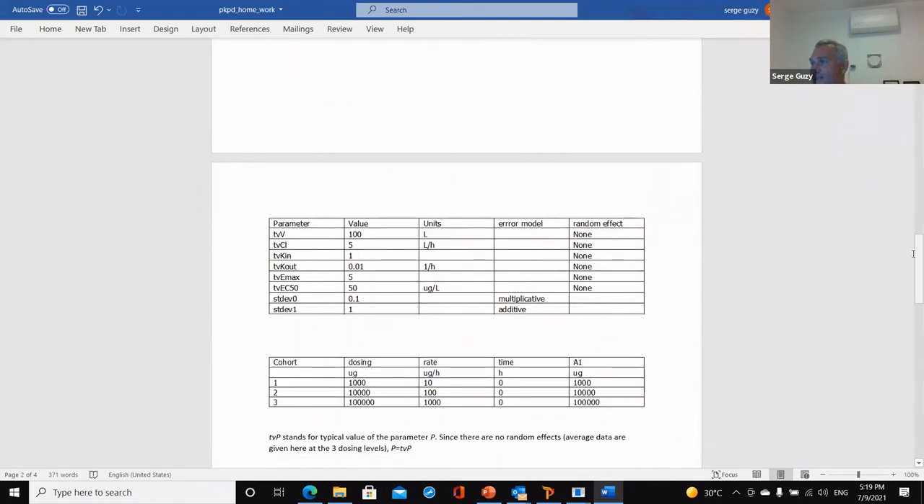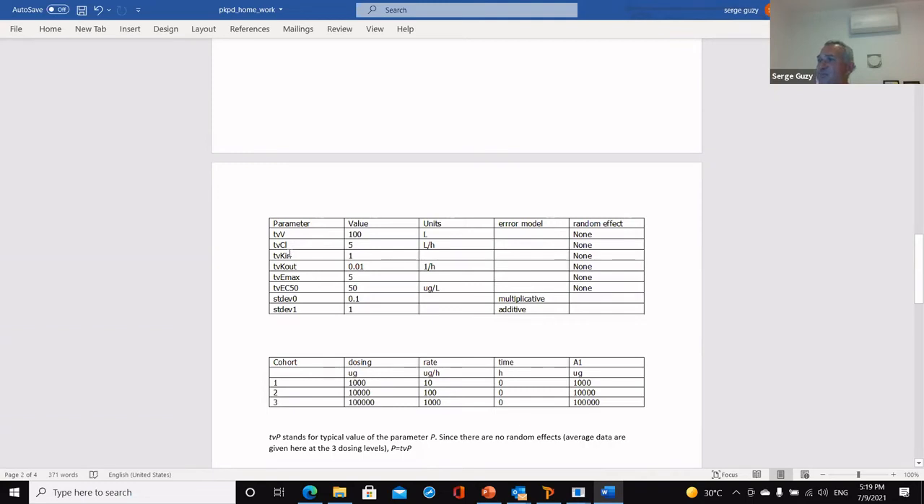Now, I'm a nice guy, so I'm going to give you basically the parameters. The PK model is a one compartment model, which means that you have only volume and clearance. And I'm telling you the value: 100 for volume, 5 for clearance. Okay, and remember we are talking about an infusion, and there's no random effect. Each of the patients shares the same parameters.